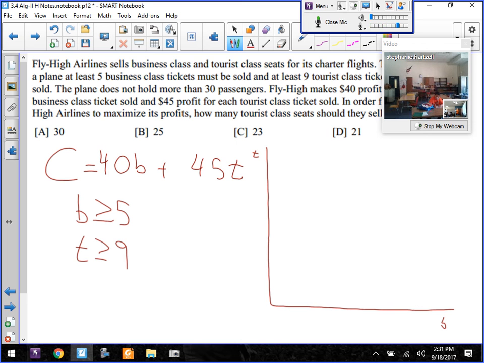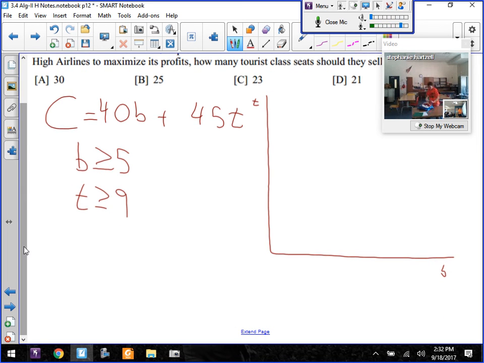You okay with that? It's still a first quadrant style problem, but what happened here is instead of selling no business class seats and all tourists, they're saying that there's a lower level that you can have. You have to have at least this many of these people on the plane in order for it to take off. Speaking of planes, how many seats are on there? You have less than 30. Planes do that anyway. Right? So business plus tourist less than or equal to 30.